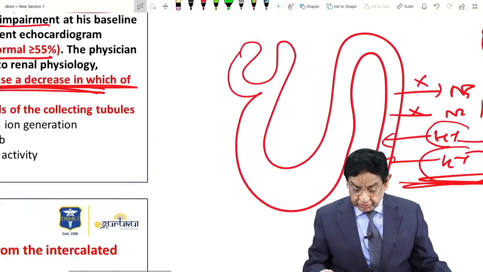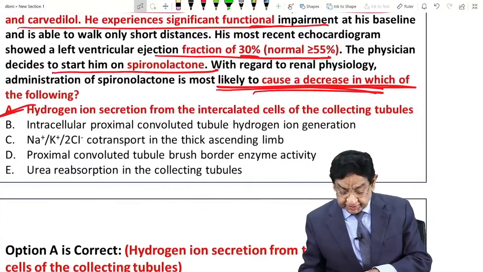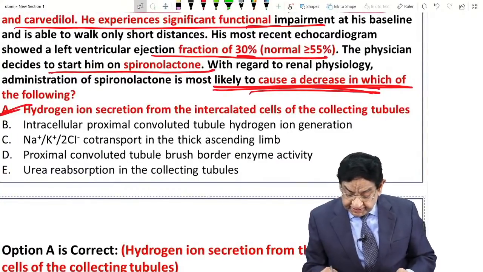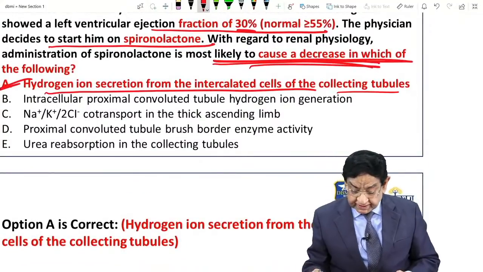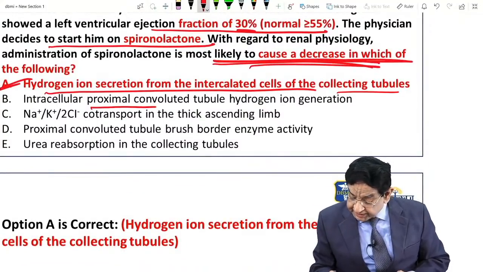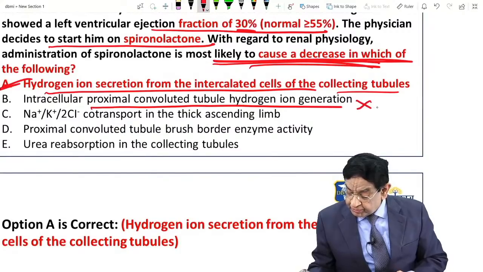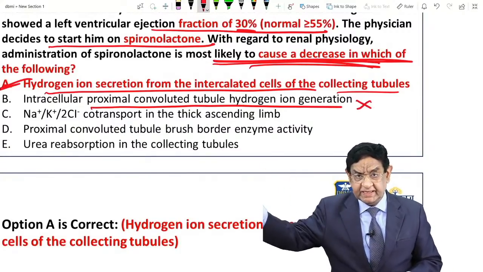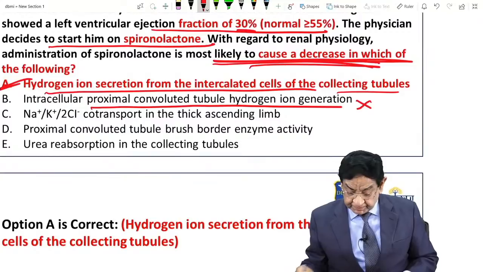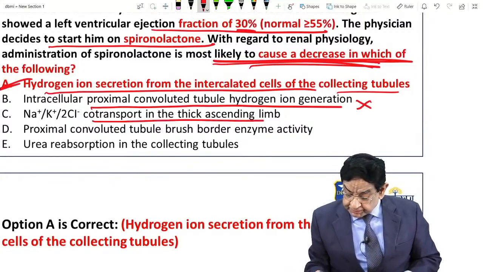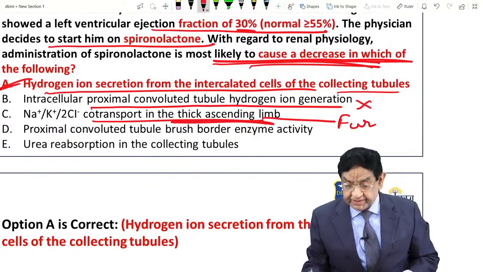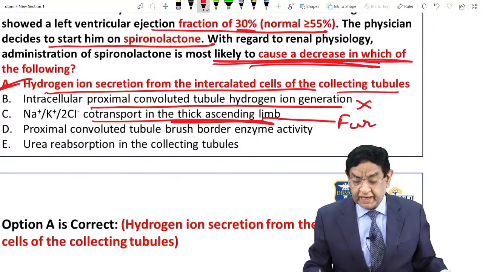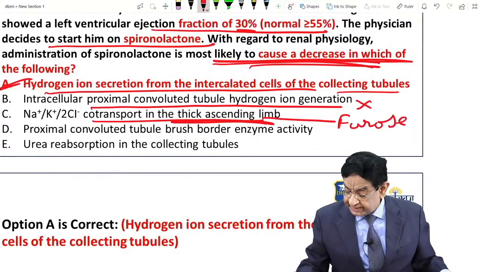Let's look into other options. So we are clear about it. It causes a decreased hydrogen secretion from collecting tubule. Agreed. What about PCT? No way. They don't act at PCT. They act at the collecting tubule. Co-transport, this is where furosemide acts. Ascending loop of Henle, we just learned it's the loop diuretic or furosemide that acts.